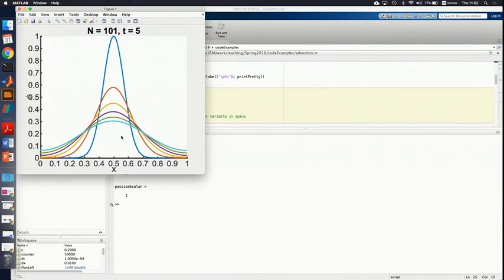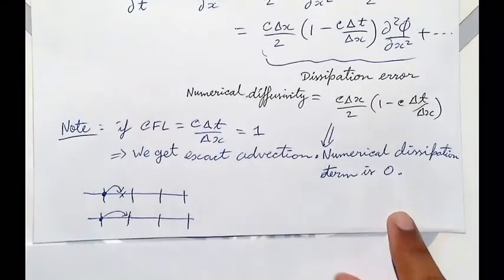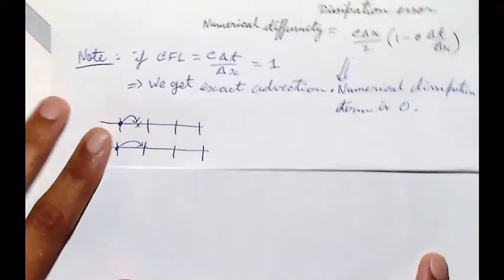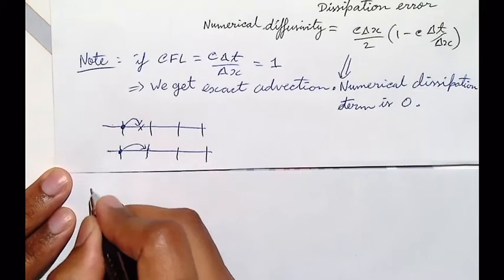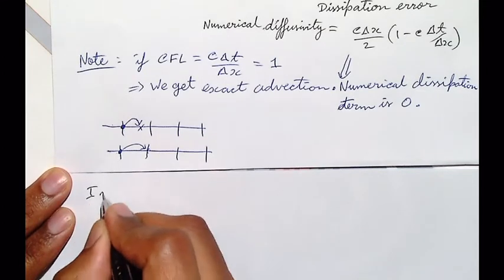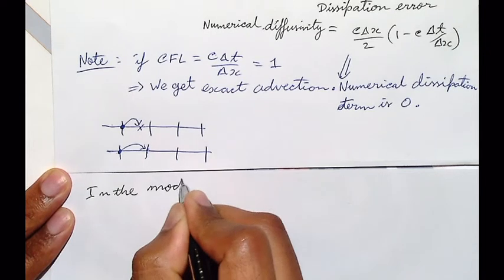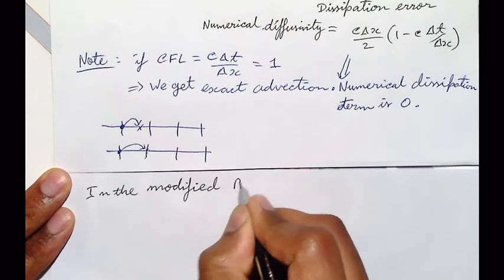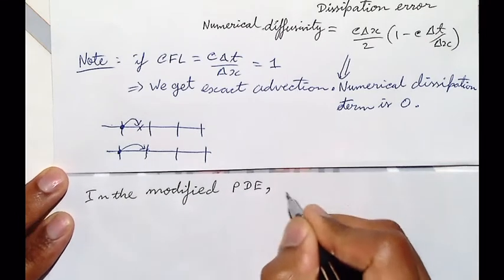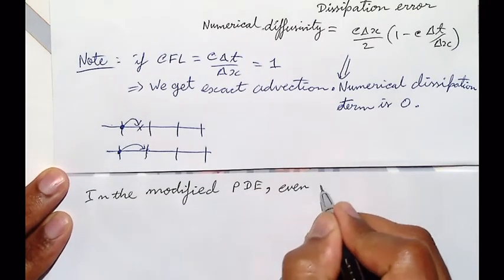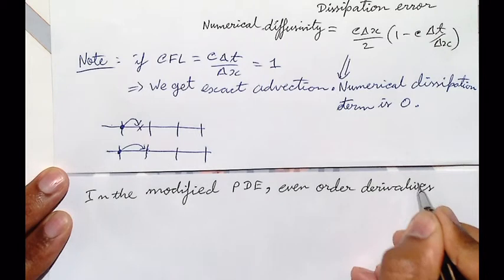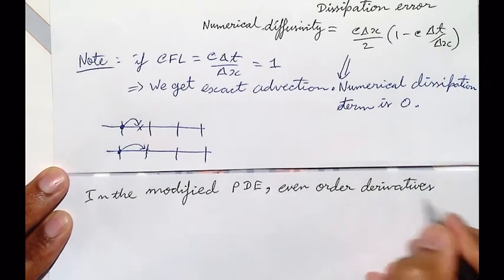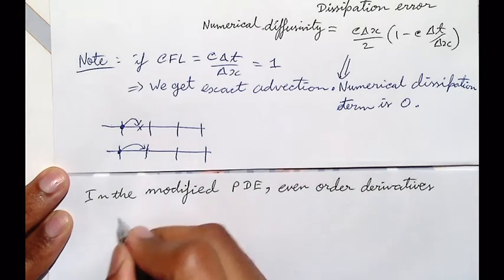All right. Fine. We know there's this dissipation error, and there's also this dispersion error that I mentioned earlier. So what happens is in the truncation error, in the modified PDE, we have odd and even ordered derivatives. These are the errors in the error term.